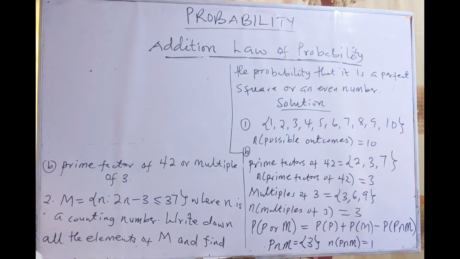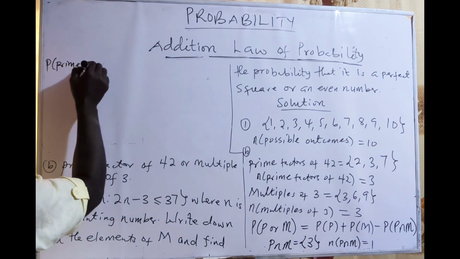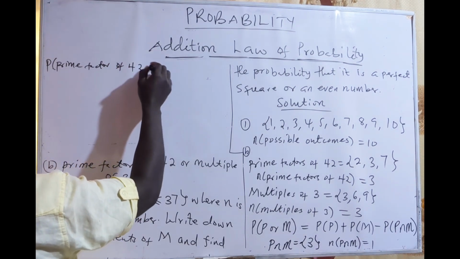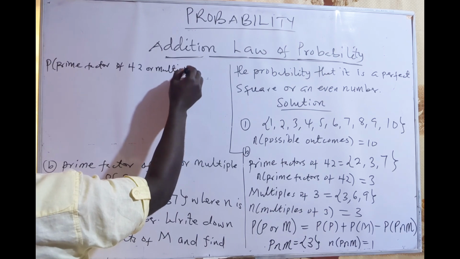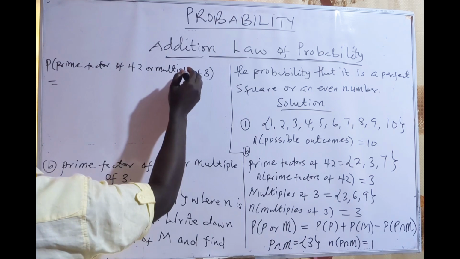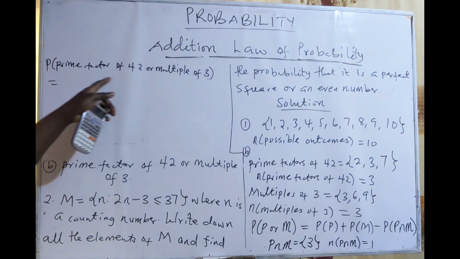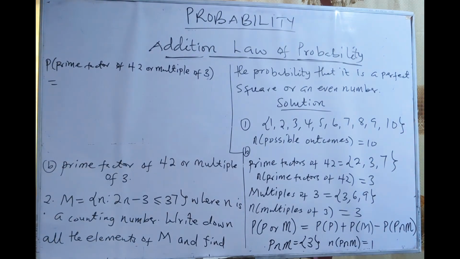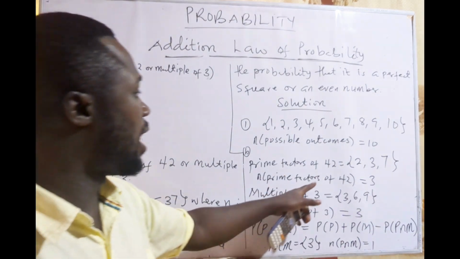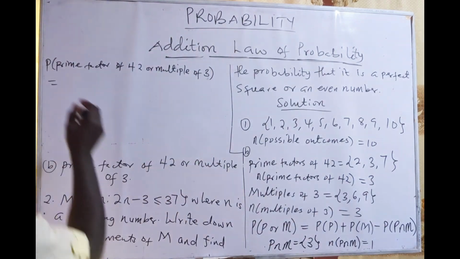Okay, so therefore probability of a prime factor of 42 or multiple of 3 is equal to what? Probability of prime factor of 42. Okay, so what is the prime factor of 42? How many numbers do we have here? So the number of prime factors is 3. So that will give me 3.